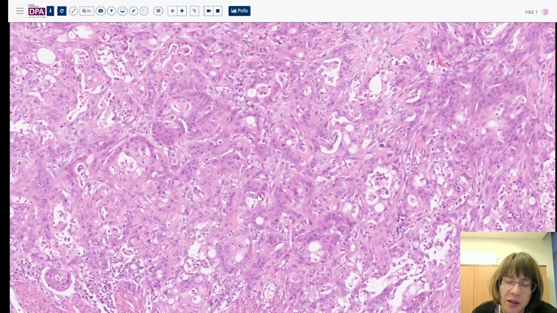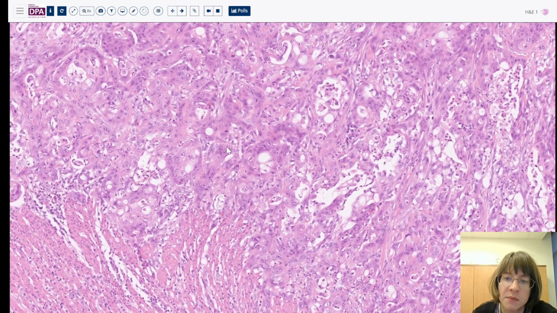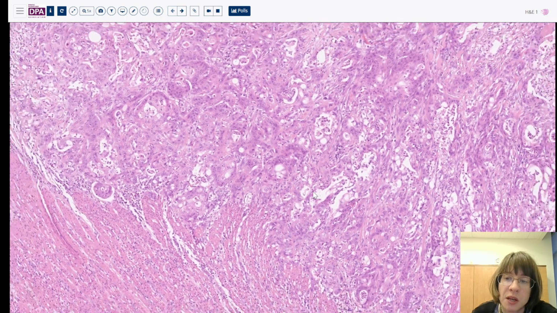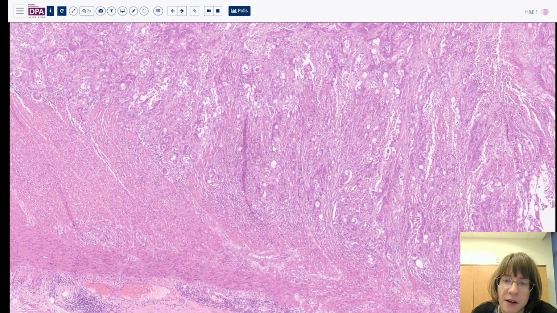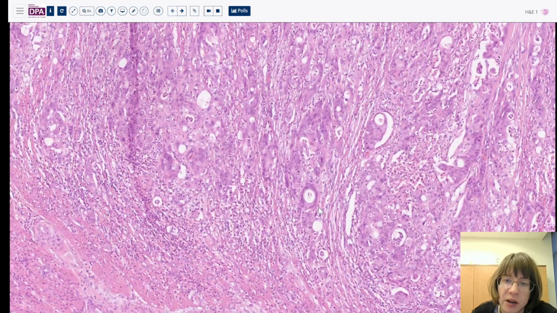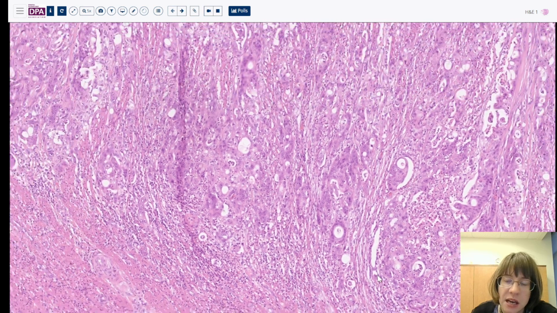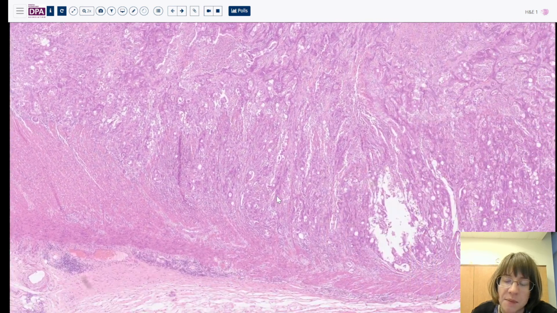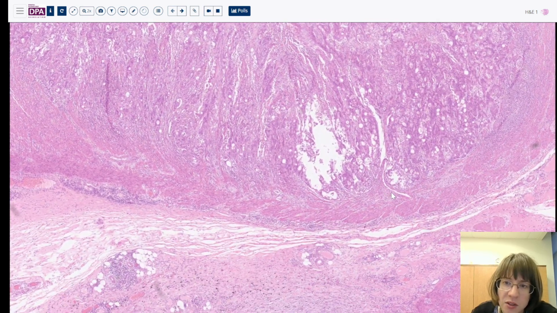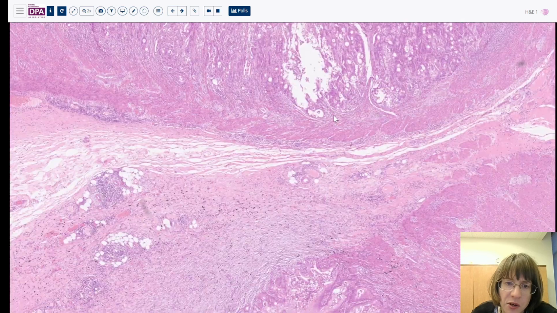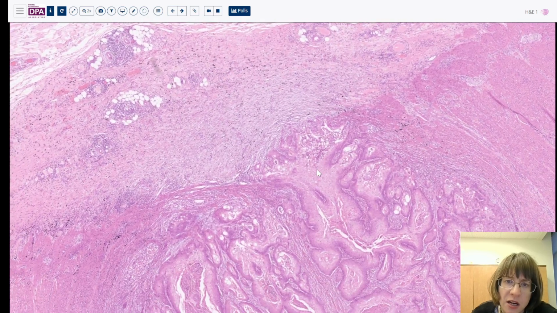And although I don't have it to show you today, we did do a mucicarmine stain on this to show that there was in fact some mucin production in this tumor. So taken together, here's some more areas that could potentially be glandular formation. So taken together, we ended up calling this an adenosquamous carcinoma. So here it looks like it's confined to the muscle. I'm going to go over to this piece over here.